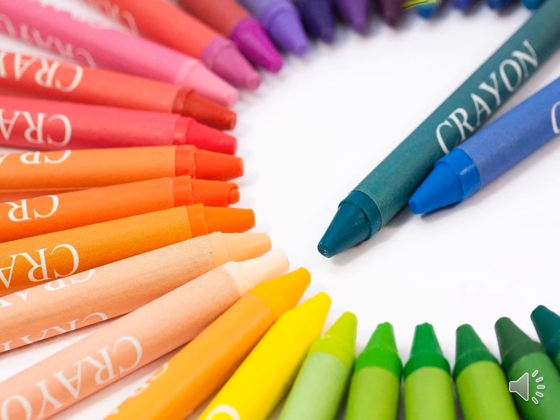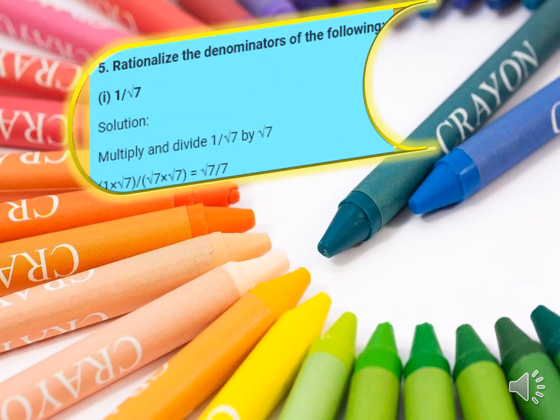So next sum, rationalize the denominators of the following. So you know what is rationalize the denominators. That is converting the denominator that is having an irrational number to a rational number. Here the denominator is an irrational number, so we have to convert it into a rational number. So let's find what is that irrational number. So here 1 by root 7.